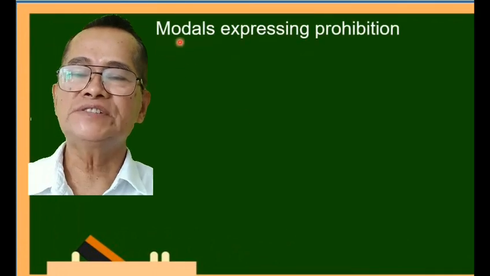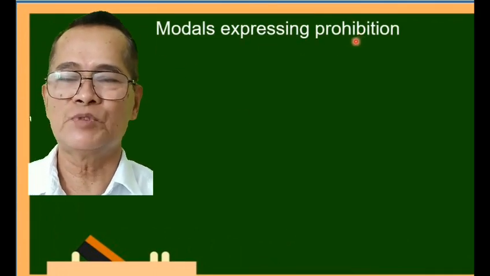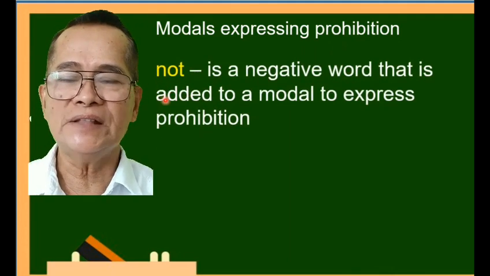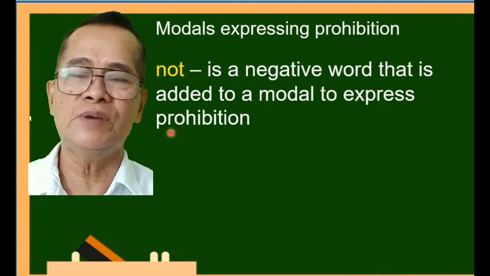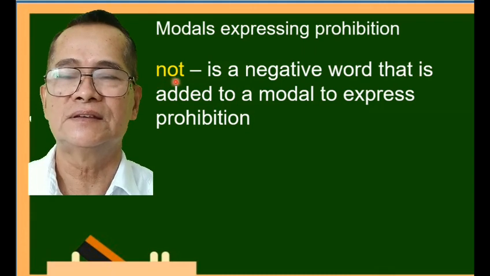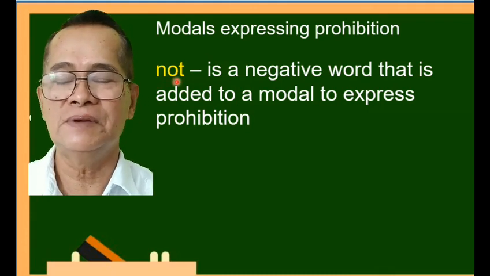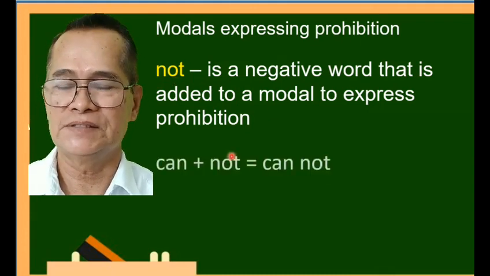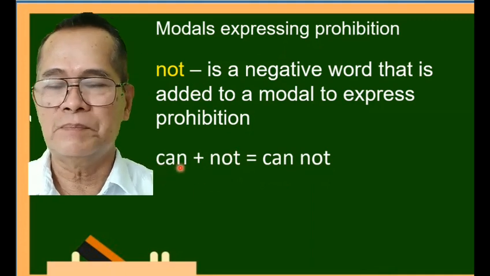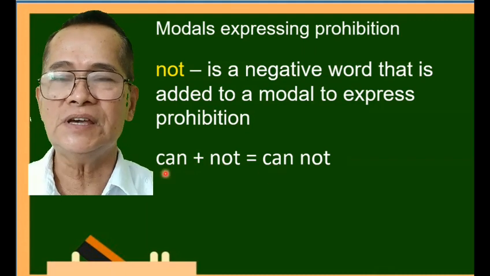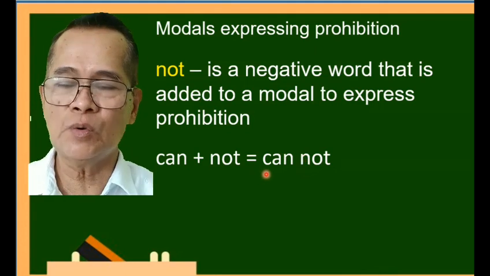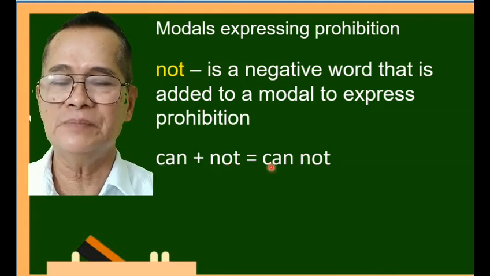Now, modals expressing prohibition. Dito na sa prohibition na. Not is a negative word that is added to a modal to express prohibition. Yung mga modals na nabanggit natin kanina, kapag yun ay dinagdagan ng not, nagiging negative na siya at nagiging prohibition. Example, the word can plus not becomes cannot. This is the combination of two words, can and not. It becomes cannot.